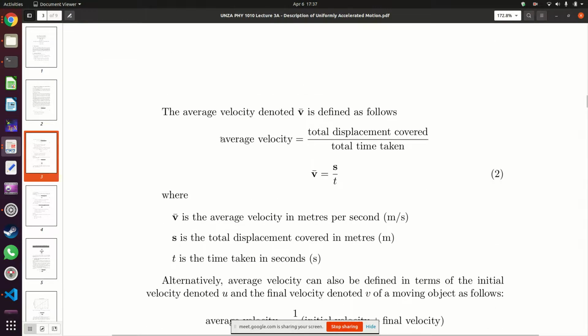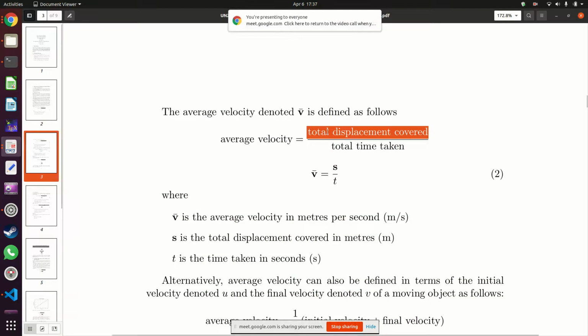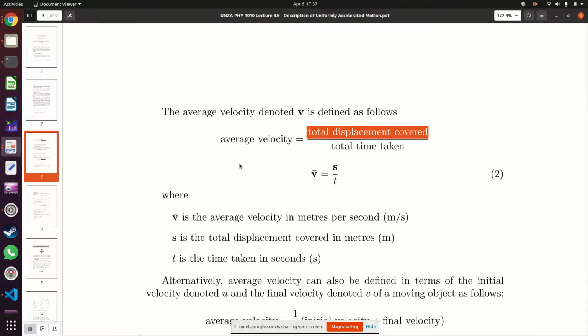There is also average velocity. Average velocity is defined as the total displacement covered divided by the time taken. Again, we are not interested in specific values of the velocity of this particular object at 2 seconds, at 3 seconds, at 4 seconds. We just want to find out what the total displacement was and how much time it took.